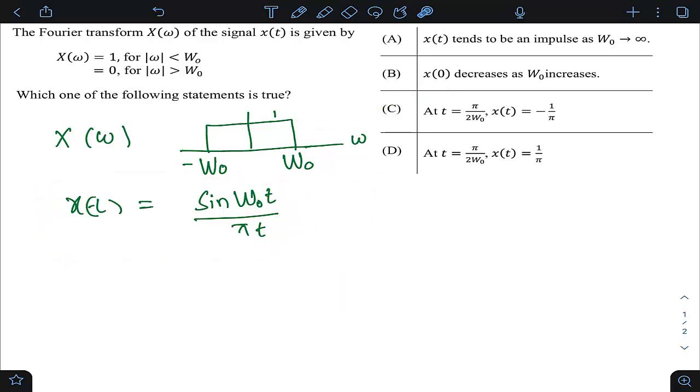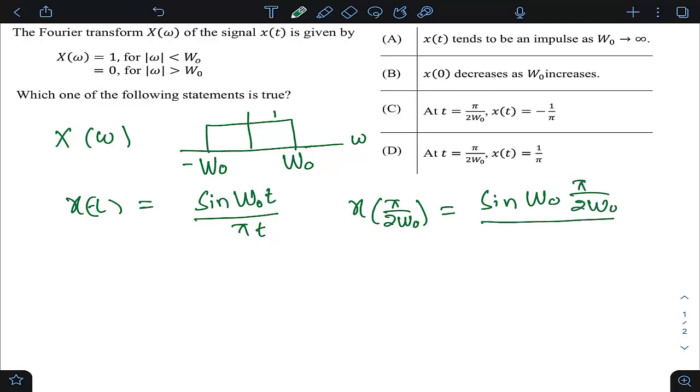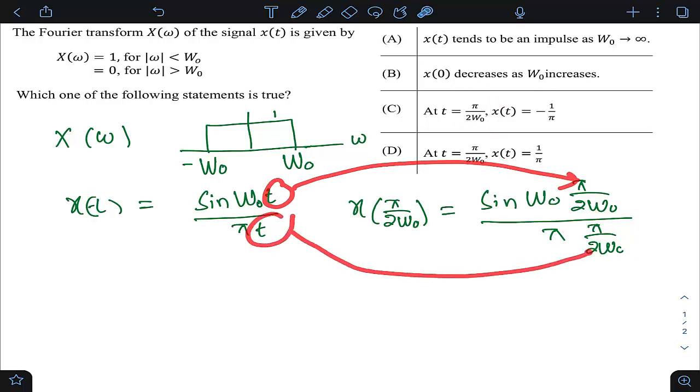Okay, fine. So let us see one by one. Let us first comment regarding options C and D. What they're telling is at t equals pi by 2 w naught. So let us substitute t equals pi by 2 w naught. So x of pi by 2 w naught is equal to sine of w naught times pi by 2 w naught, divided by pi into pi by 2 w naught. Wherever t is there, I am replacing t by pi by 2 w naught.